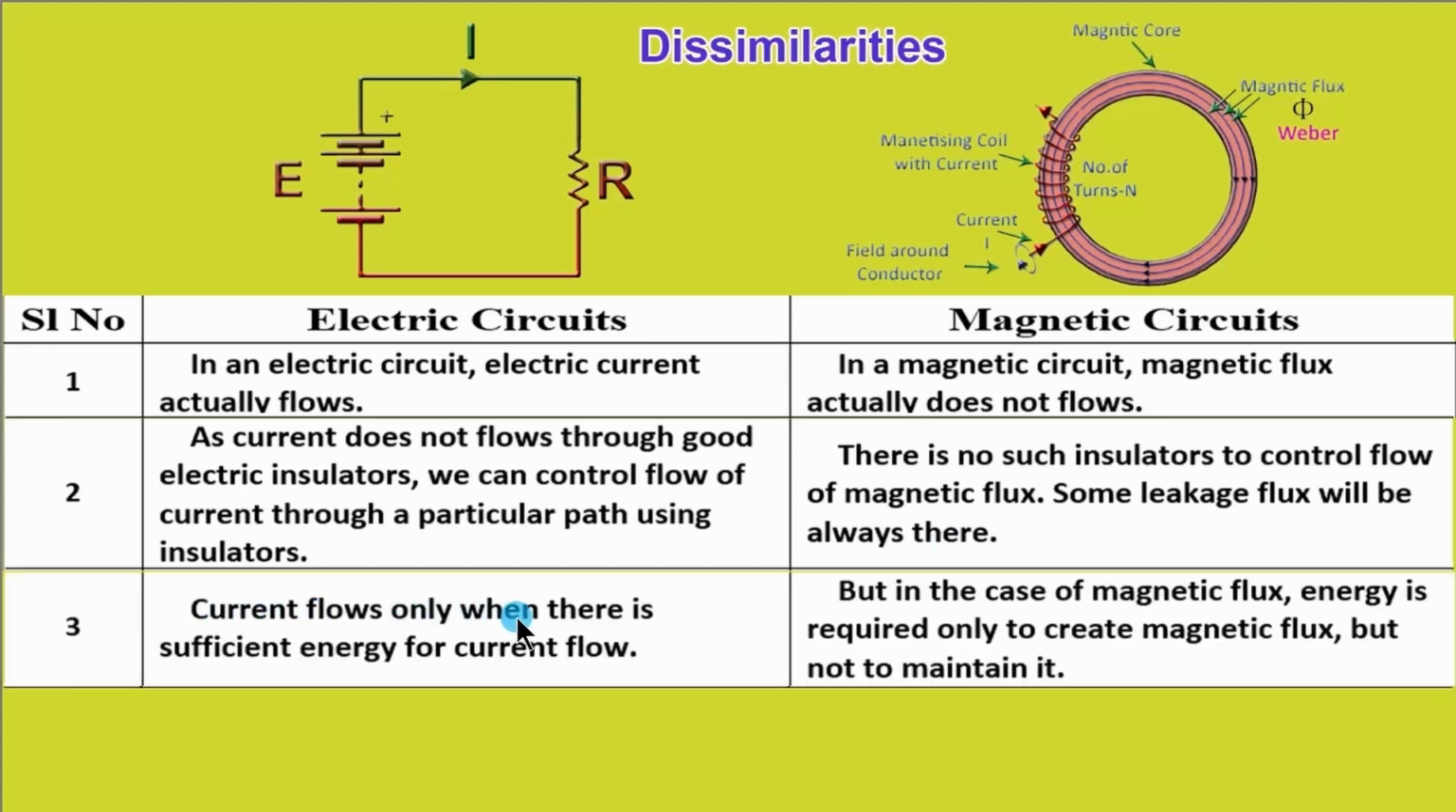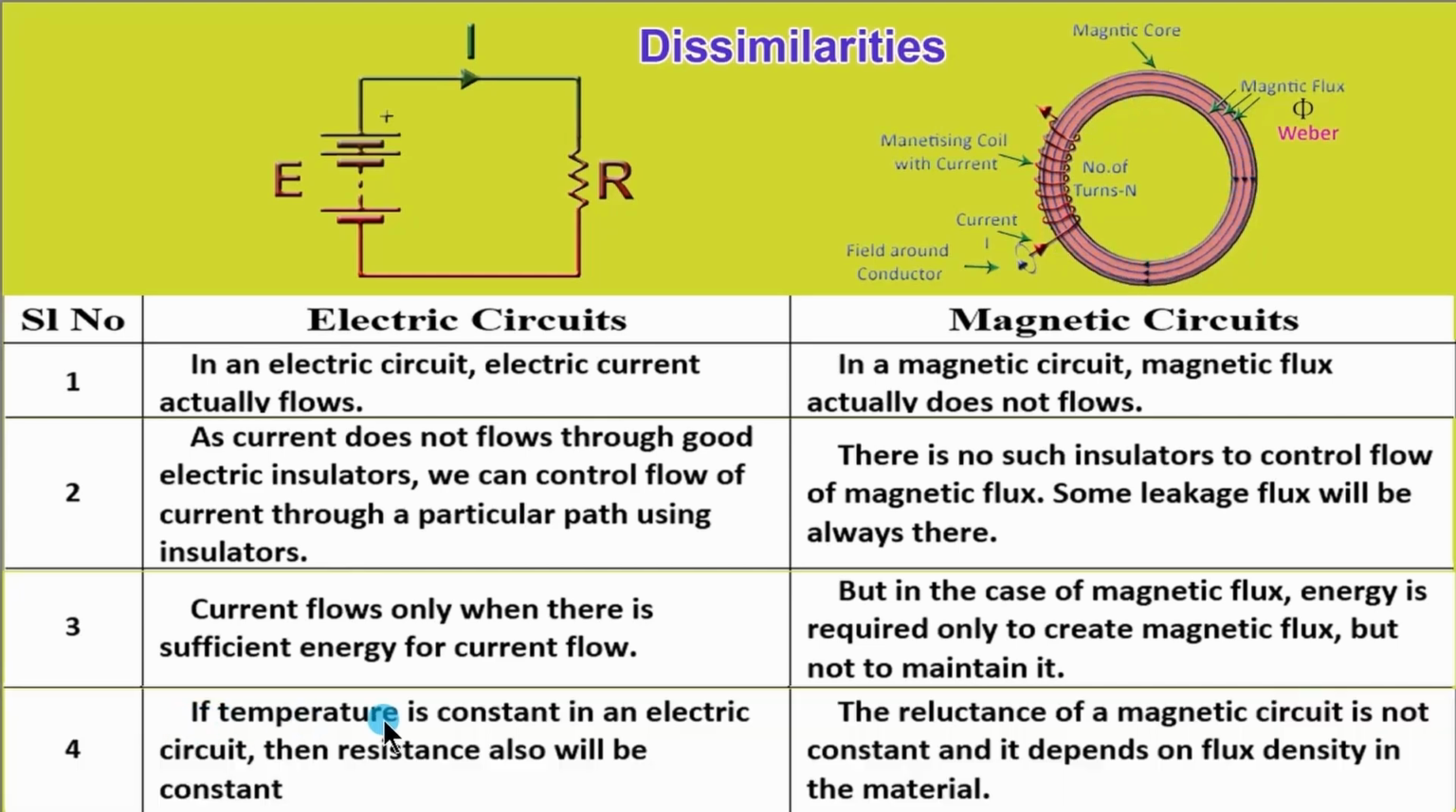Current flows only when there is sufficient energy for current flow. That is, when we are switching off this voltage source, the current flow stops. But in the case of this magnetic flux, energy is required only to create magnetic flux, but not to maintain it. That means even if we are removing this source, magnetic flux remains in it. If temperature is constant in an electric circuit, then resistance also will be constant, while the reluctance of a magnetic circuit is not constant and it depends upon flux density in the material.